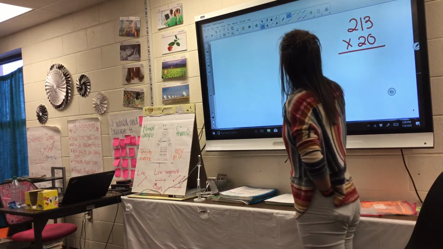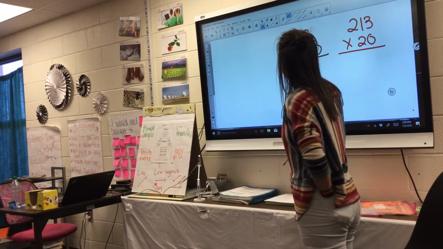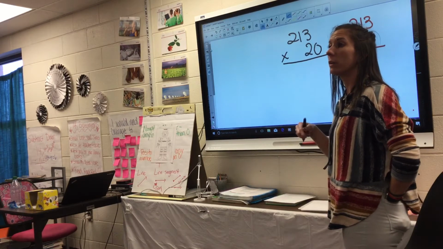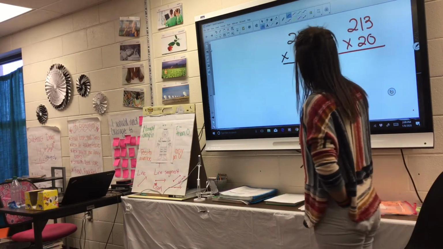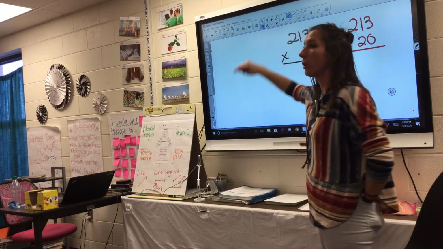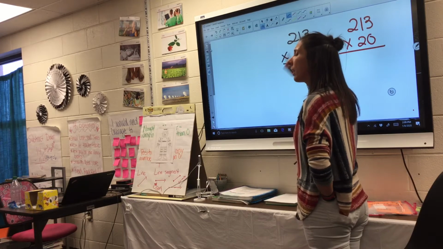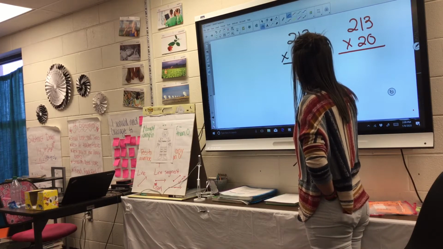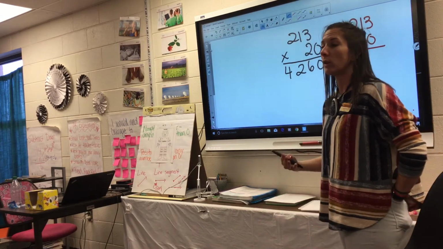So my first step should have been rewriting it where my 2 is under the 3 and my 0 is out to the side. What do we do with the 0, Callie? I dropped it down, and then I just multiply. So what did you guys get for 2 times 3? 6. 2 times 1? 2. 2 times 2? 4. Okay, so I think that's a good review for you guys.